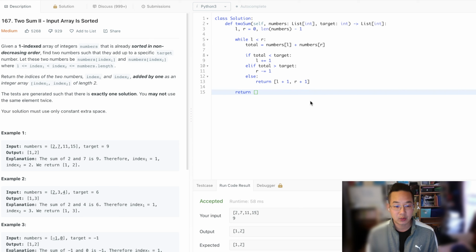When you're coming into contact with pointer systems, remember that you have a left and right pointer, and once they cross each other, you have run out of possibilities to get the correct answer. And with every movement of the pointer, we are eliminating possibilities that are not very useful to us. And that is exactly what's going on here.